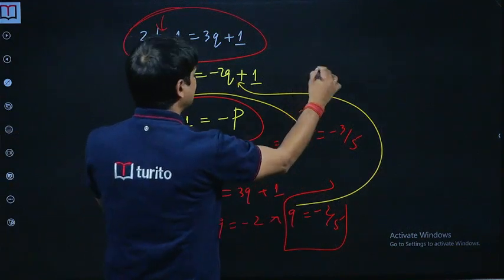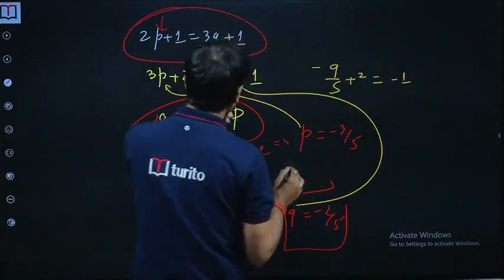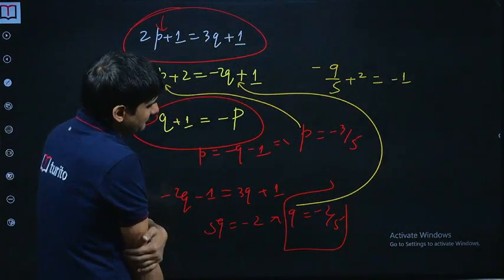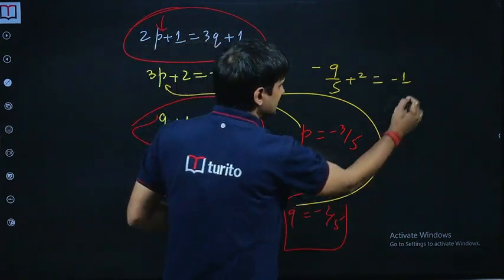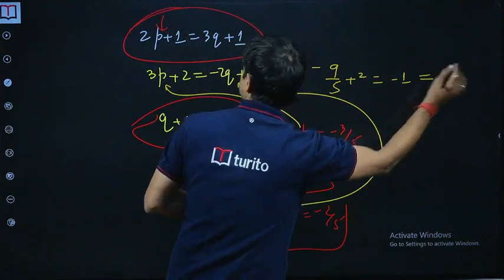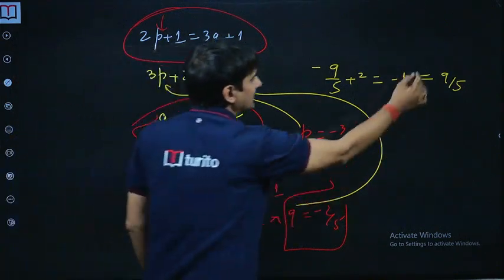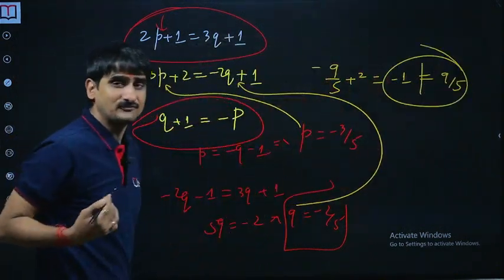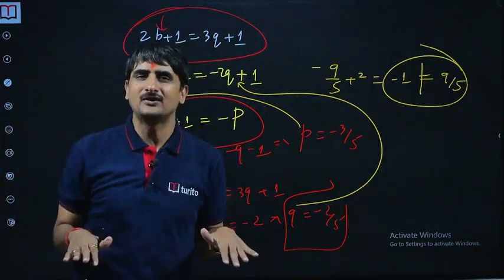So it's minus 9 by 5 plus 2, which is 4, which is minus 1, and then you put it here, plus 4 by 5 plus 1 is 9 by 5. So in RHS we get 9 by 5, in LHS we get minus 1. Of course they are not equal, so these three equations are not consistent. That means there is no point of intersection.